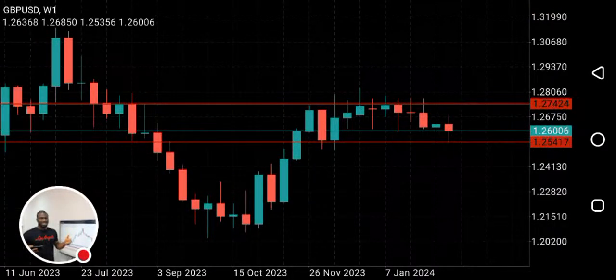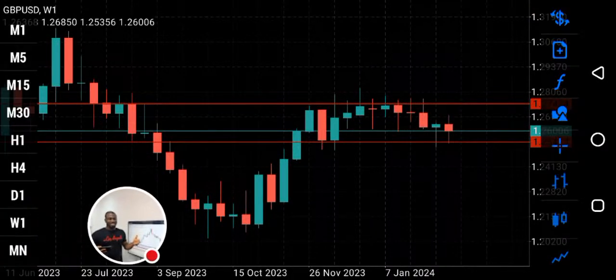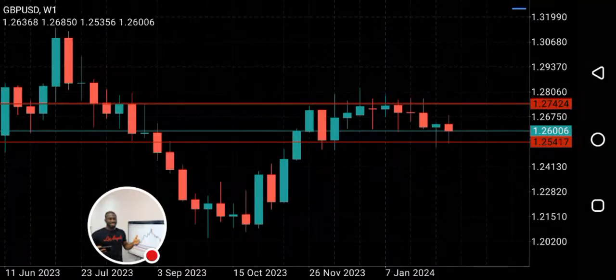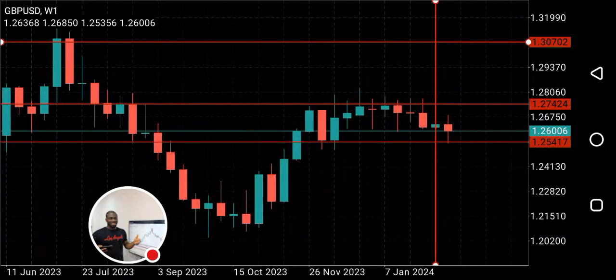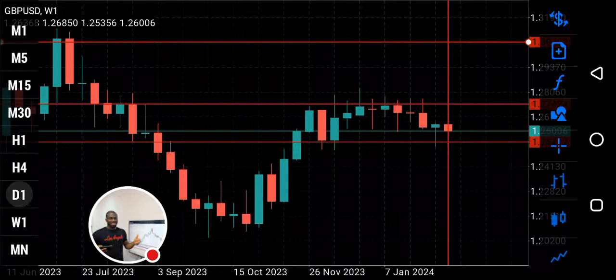So let's go down to the daily time frame. What do we have on the daily time frame? First, before we switch to the daily time frame, let's apply our vertical line on last week's candle. So let's go down to daily. What do we have on the daily?